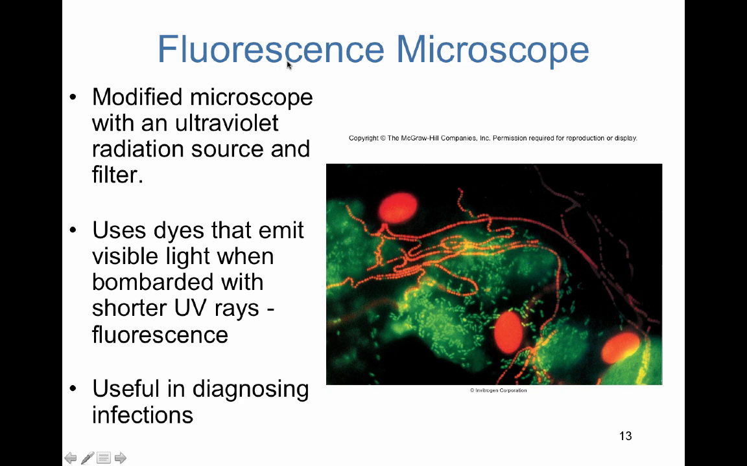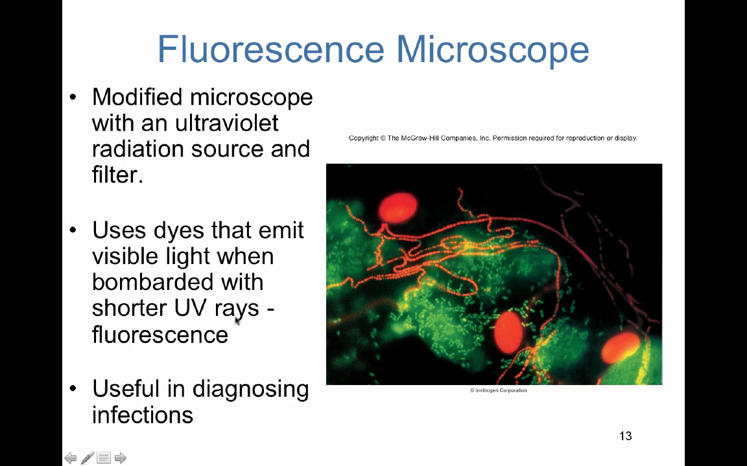We also have fluorescence. So this uses, rather than light in the visible spectra, light in the ultraviolet spectra. And with this method, this has been useful in diagnosing infections. Typically, what we will do is we will use an antibody that is attached to a dye, so a fluorescent antibody attached to a dye that will emit visible light when it is bombarded with UV rays.